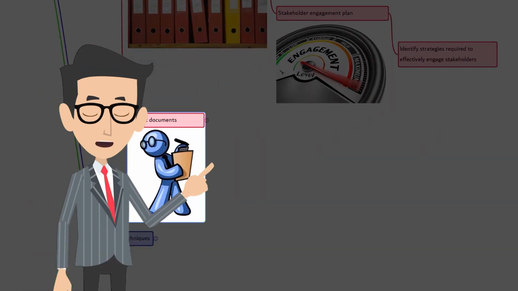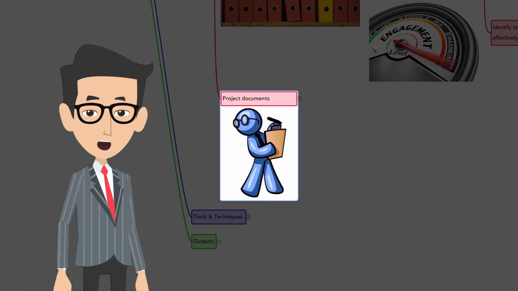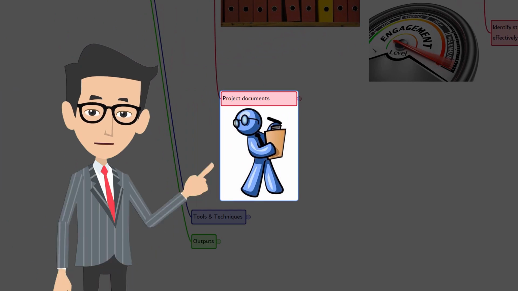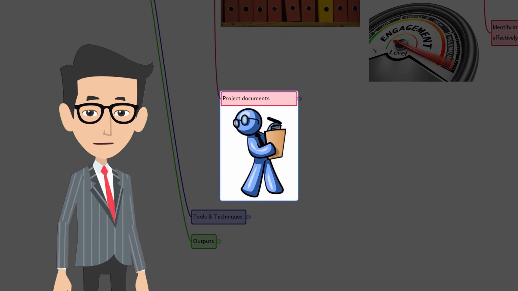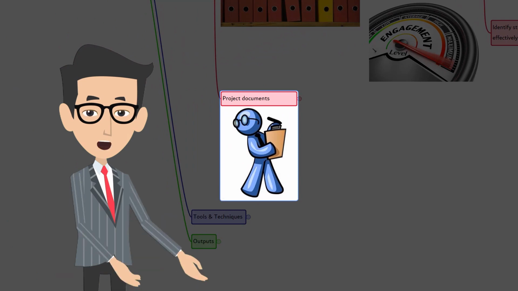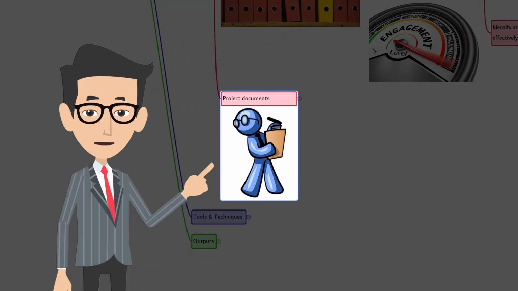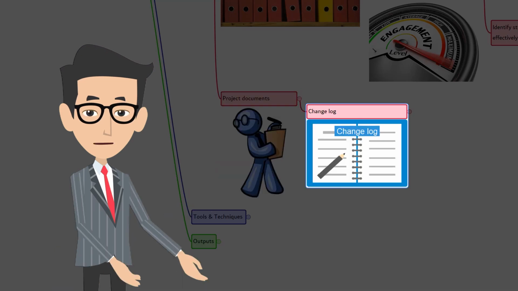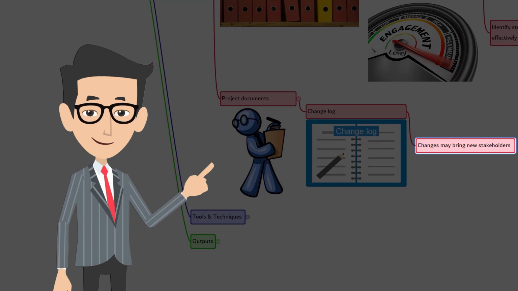Stakeholders are identified during project initiation. That information becomes part of project charter. Also, as project progresses, the stakeholders are identified throughout the project. There are a few key documents that can help to identify the stakeholders. Change log. Surprised? Let's look at how it is going to be helpful.